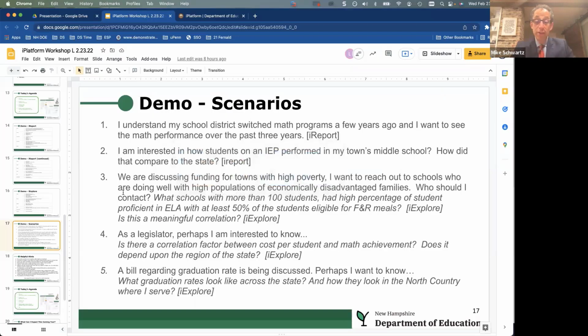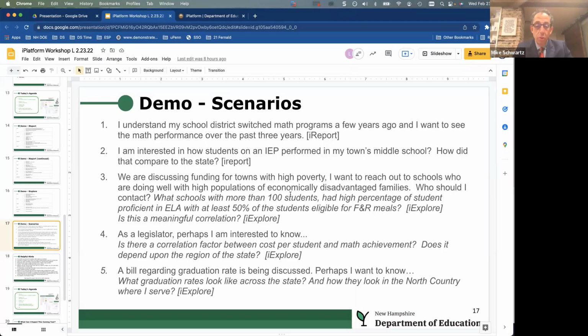Okay, we at the state legislature are discussing funding for towns with high poverty. And I want to reach out to some schools who are doing well with high populations of economically disadvantaged families. So again, maybe we're having this conversation about how can we fund, and should we be funding, schools in towns that have significant populations in poverty? And I want to talk to some school districts around the state and find out what they're doing that seems to be leading to some success for their students in math and ELA. Or in this case, we'll look at ELA, English Language Arts.